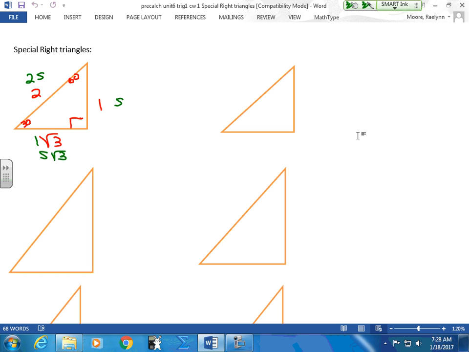Could my third side, if it was a 3, could that be a 3 in this case? Could this side be a 3? Why not? It wouldn't work because it's bigger than the hypotenuse, right? Could that side be bigger than the hypotenuse? The hypotenuse has to be the largest side. Radical 3 is approximately 1.732, somewhere around there.